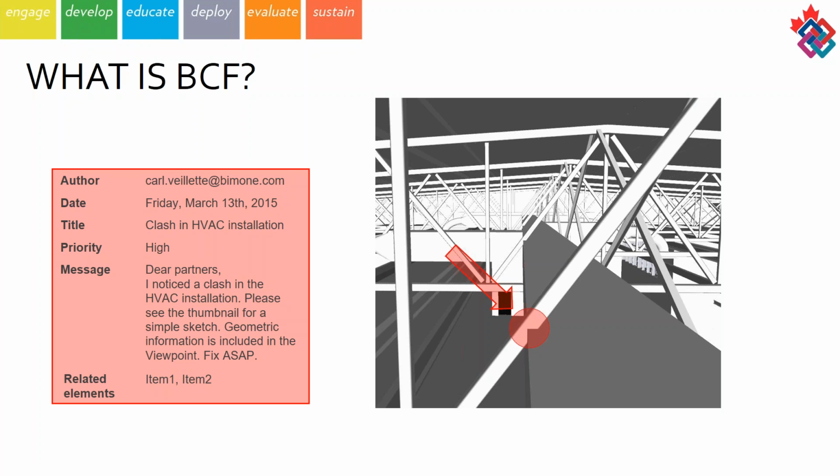So a BCF may look like this. Usually you have the author itself. You have a date where the issue or the question was created. You can create a title. In this case, I have a clash between the HVAC system and some steel trusses. You can assign a priority. You can also add some description, which is the message contained in the BCF itself. And you can also bind objects that are related to the specific issue, so that you can select them in the softwares. It also attaches a snapshot, which is currently displayed with markups on the right side. So this is the content of the BCF itself.